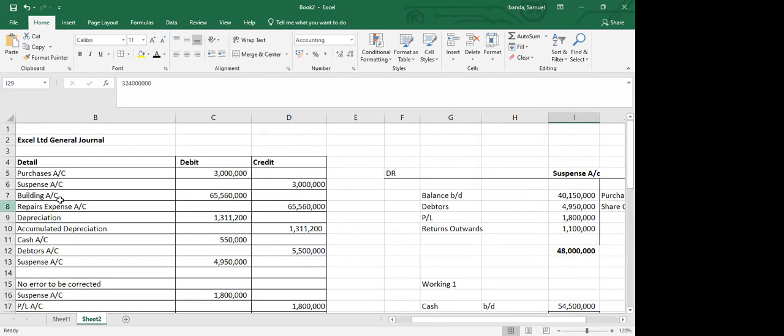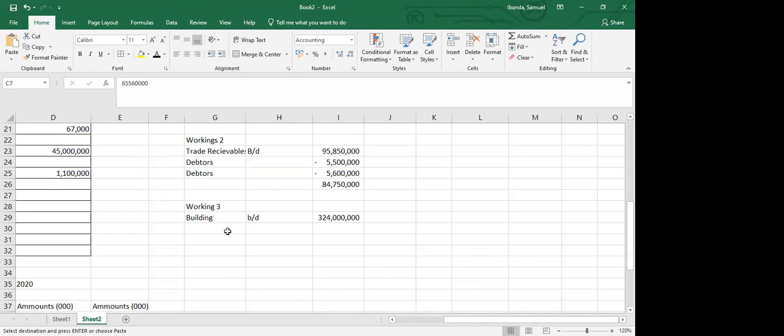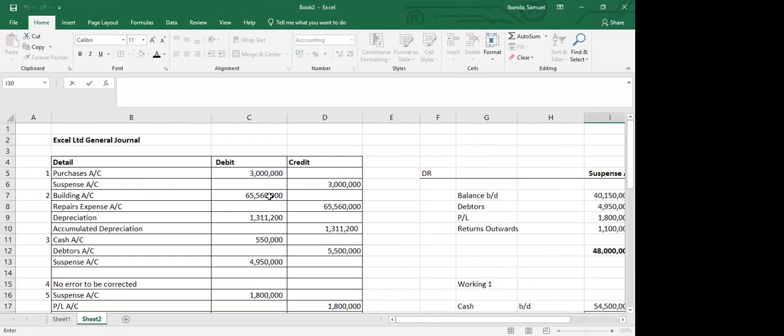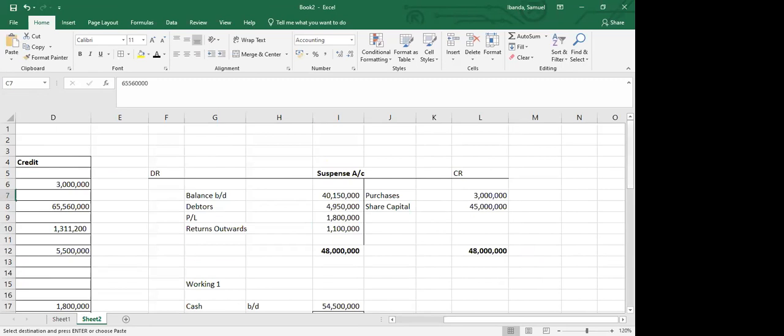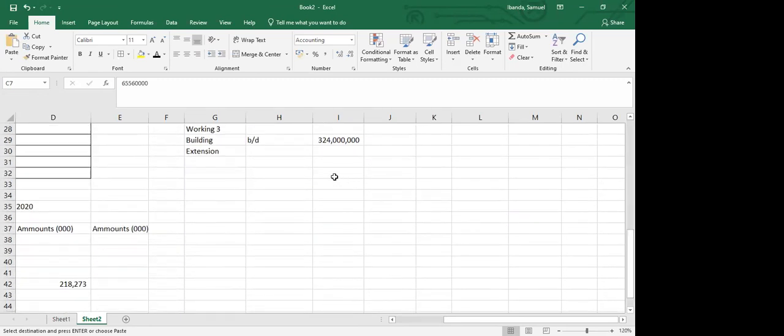So mine is to go back into my errors and see, is there anything that affects my building? Definitely, I have a new building of 65, that value. So I'll come here and put extension of how much? Extension of 65,560.